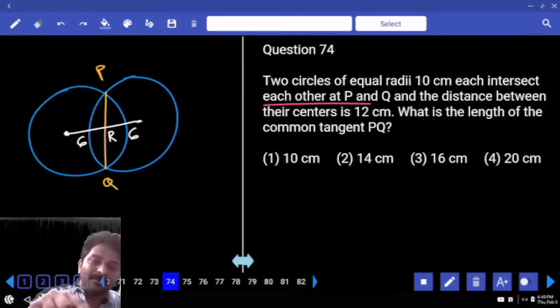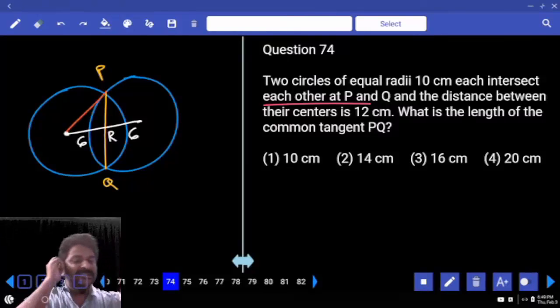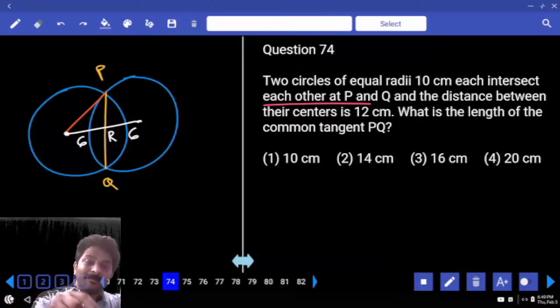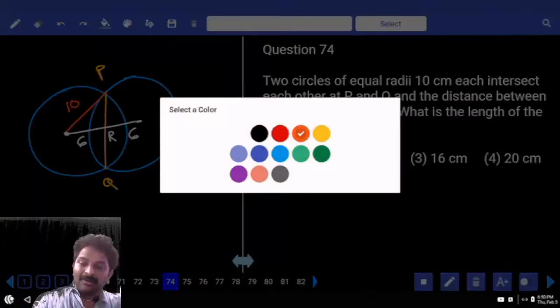Right. Now look at the orange color. What is this R? What is this value? Orange color one. Radius, right? So how much is radius? 10. So now look at this triangle.